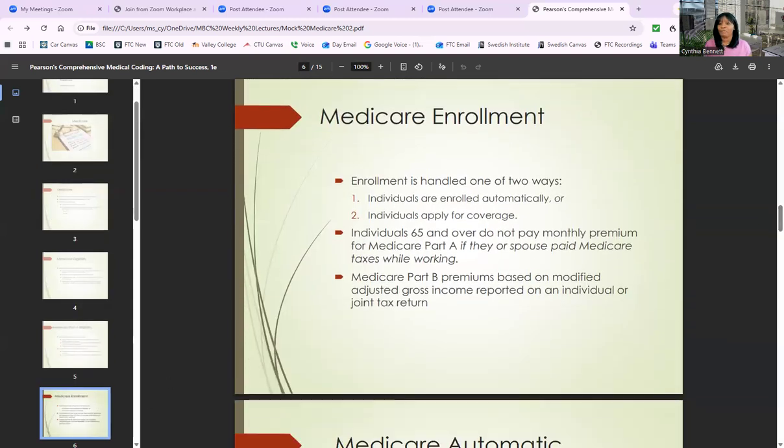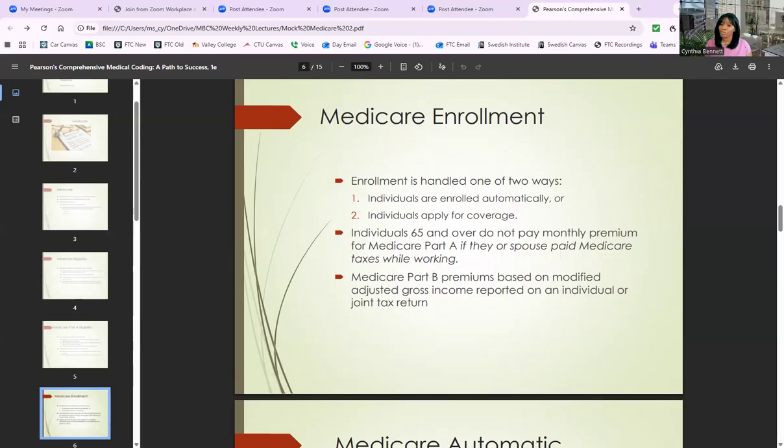As far as the enrollment process, enrollment is handled in one of two ways. Individuals are automatically enrolled or they may actually go in and apply. Individuals who are 65 and older do not pay a premium for Medicare Part A if they or their spouse have worked and paid Medicare taxes while working. They will be entitled to Medicare Part A and won't have to pay a premium. A lot of times this will be on their card. It'll let you know that they have Medicare Part A only, because they can have Part A only and not have Part B.